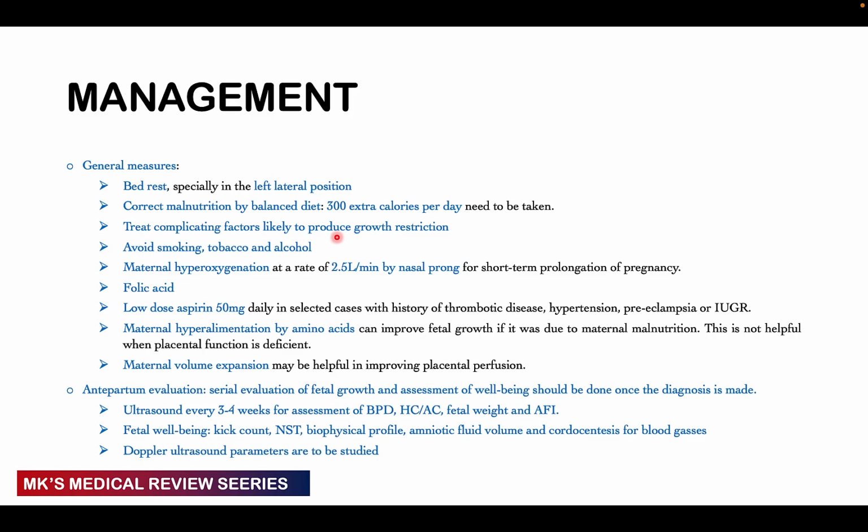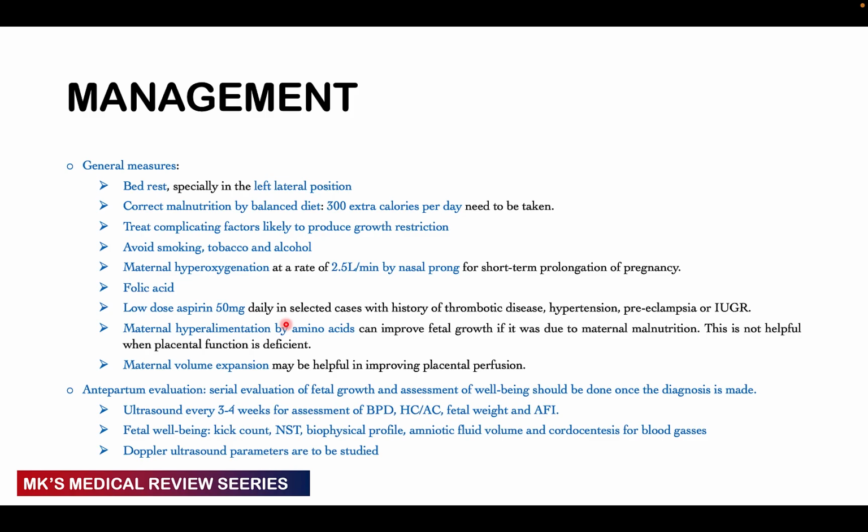Give them folic acid, and low-dose aspirin at 50 milligrams daily in some cases of thrombotic disease, hypertension, preeclampsia, or IUGR. We may also give them some maternal hyperalimentation by amino acids, which can improve the fetal growth if it was due to malnutrition. So this is not helpful if the placental function is deficient. Then maternal volume expansion may be useful in improving placental perfusion. Remember, for antepartum evaluation, you're going to have serial evaluation of fetal growth, and assessment of the well-being should be done once the diagnosis is made.